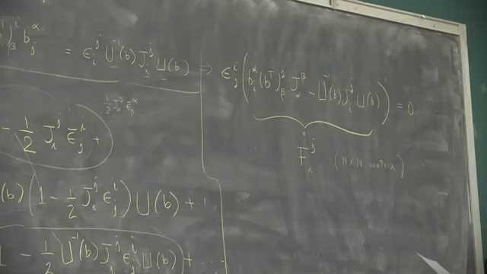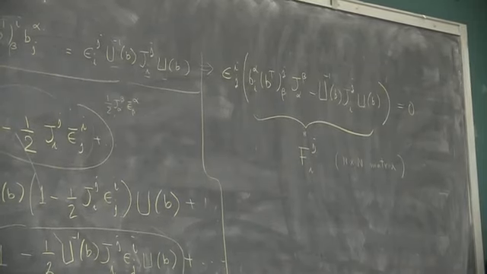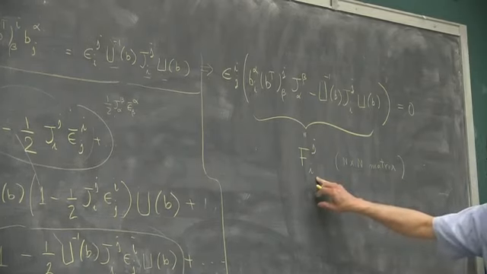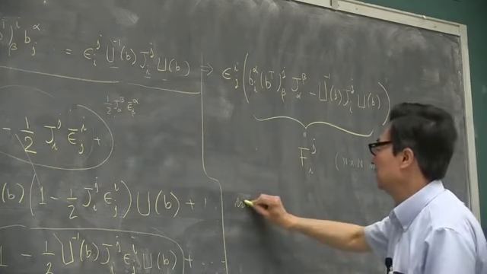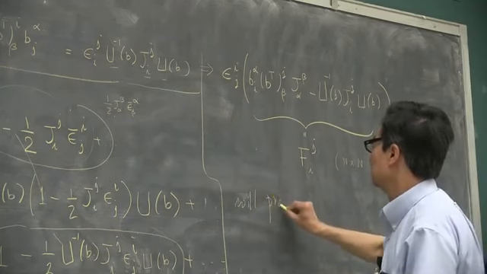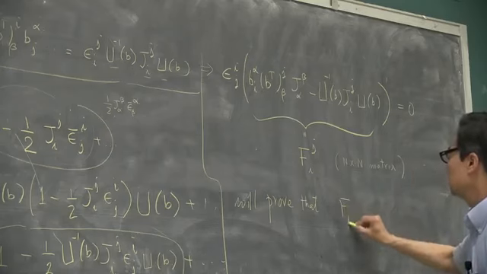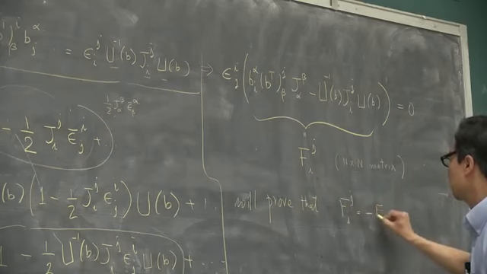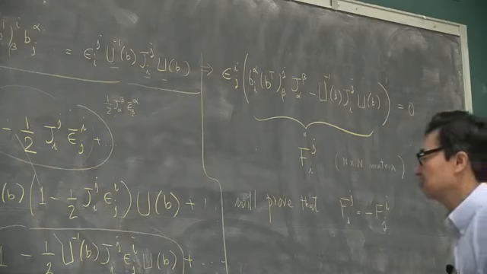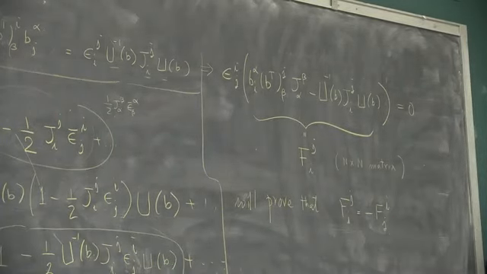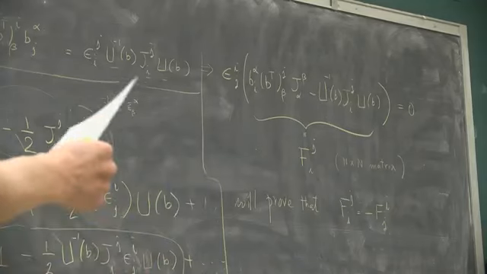Now, I am going to make a claim, which I will prove subsequently, that this is anti-symmetric. So I will prove that F ij is equal to minus F ji. We'll prove it later. It'll take a few lines to prove that, but I'm going to defer that for the time being.